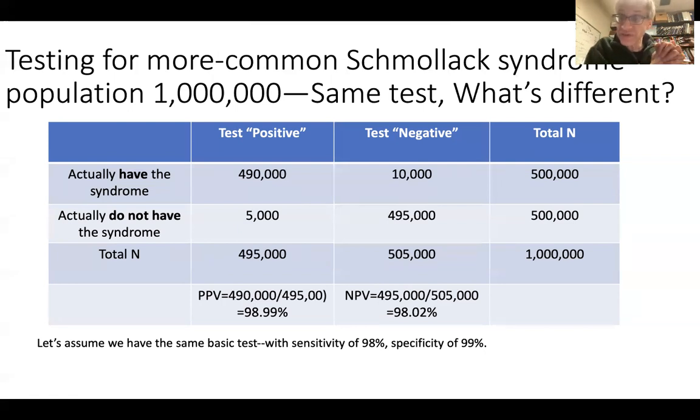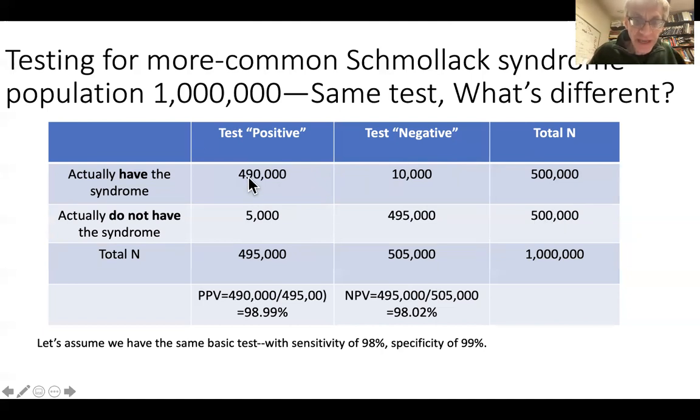Let's look at how the PPV and the NPV might be a little different when I've got a more common condition. So first of all, I've got 10,000 false negatives now because 500,000 people have the condition. So 2% of that is a bigger group of people. So I've got way more of these people. I actually have fewer people in the false positive category because it's 1% of this now smaller number.